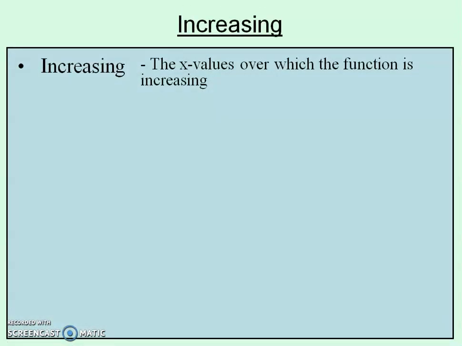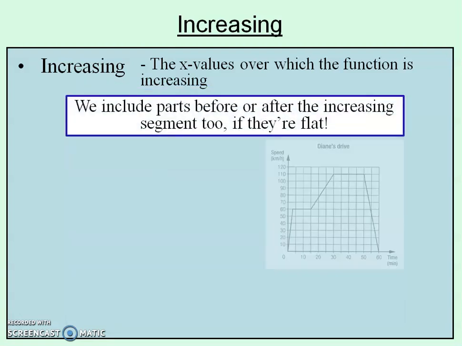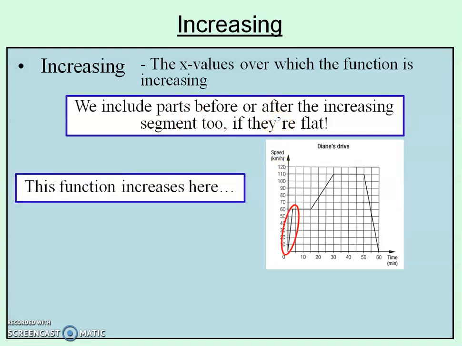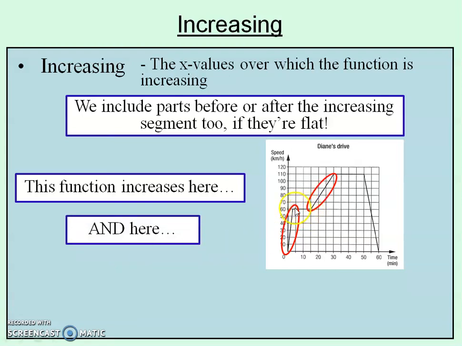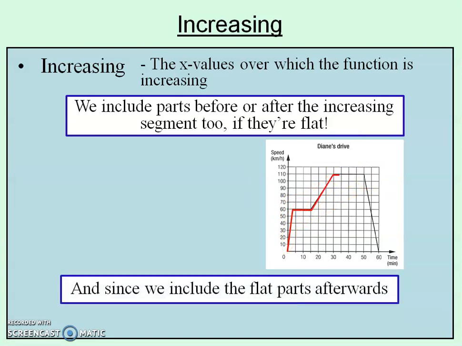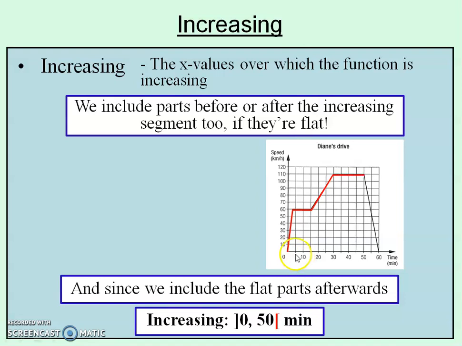Increasing is, again, the x values over which the function is increasing. And increasing, as opposed to strictly increasing, includes constant segments that are attached to the increasing or decreasing part. So this function increases in this segment and this segment. And because both of those segments have a flat or constant part attached to it, I write those intervals this way. So from 0 all the way to the end of this one and this interval. And because they're connected, I write it all as one interval from 0 to 50.